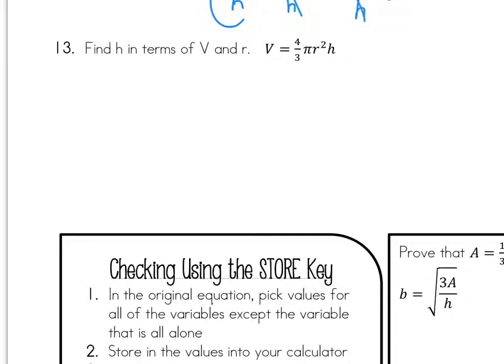Okay, so I want to challenge you. I want you to try doing this on your own. So pause the video right now, and then I'm going to talk through my solve at the end.